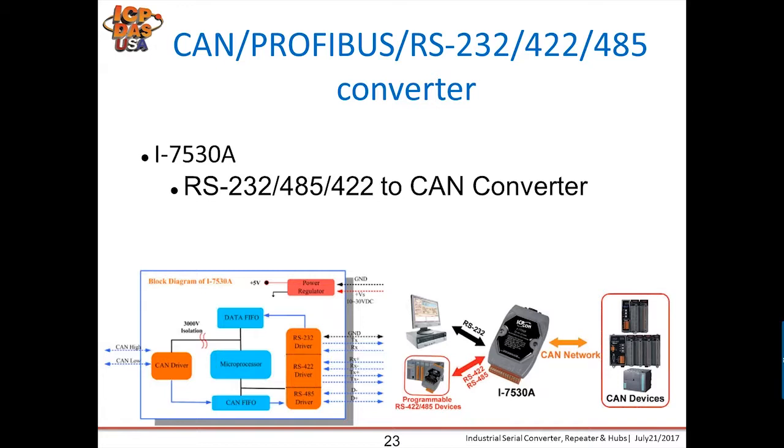i7530A is an RS-232/485/422 to CAN converter. It is a member of the i7530 serial family and has all the features of i7530. The CAN interface of i7530A follows ISO 11898-2 specification. The maximum CAN baud rate is up to 1 megabit per second.